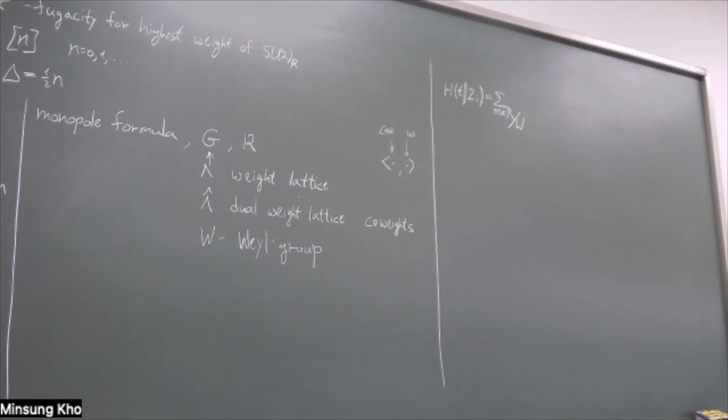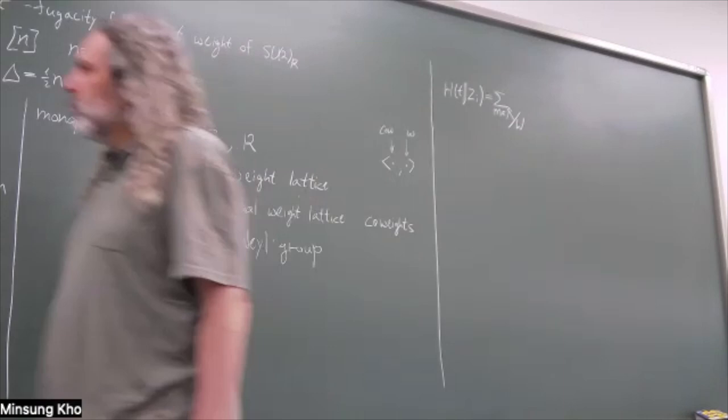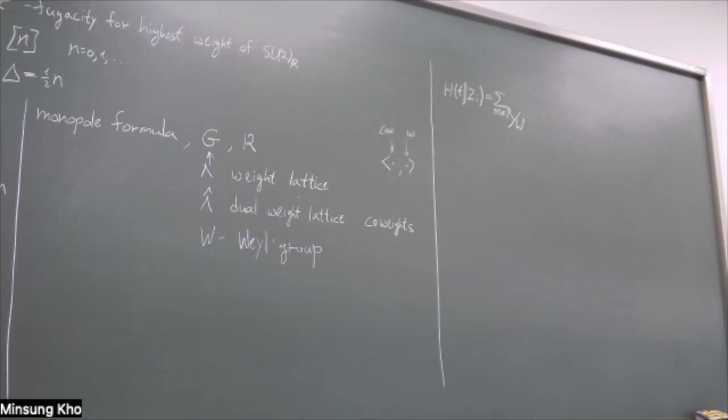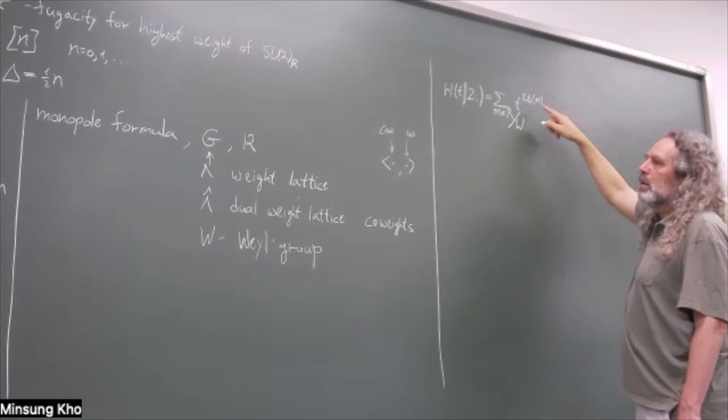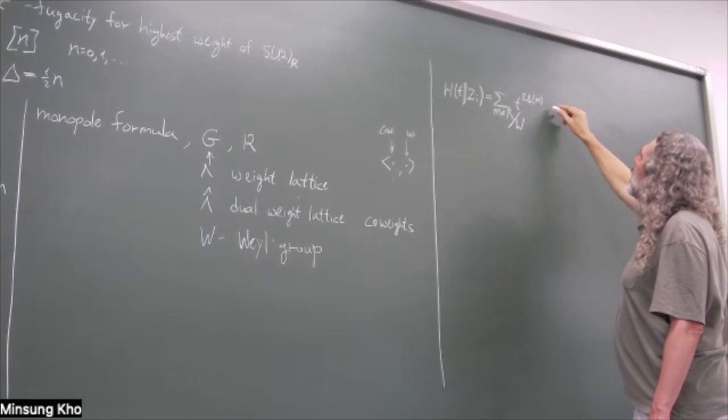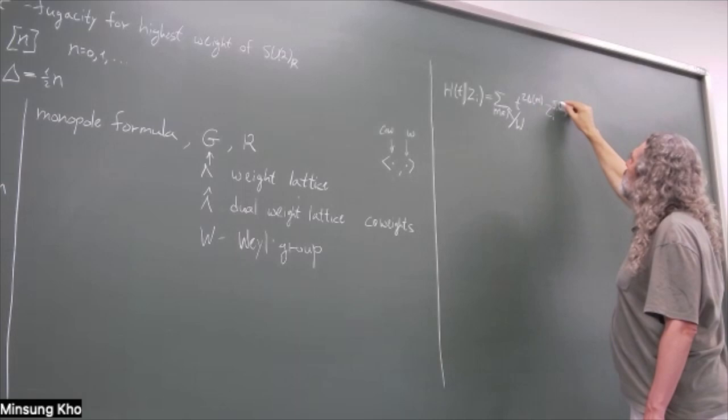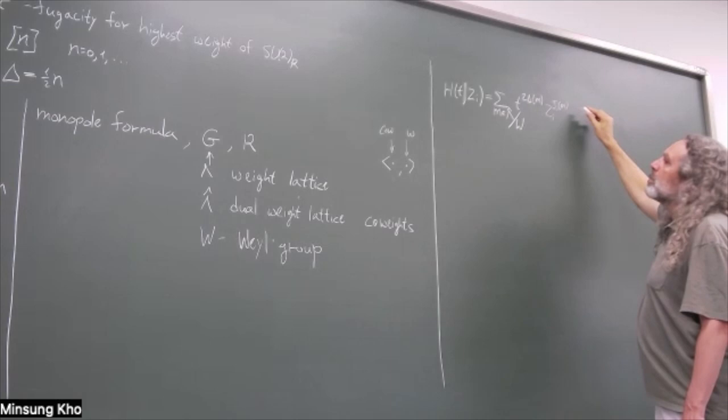Now I repeat what I wrote here for the case of U(1), t to the 2 delta. And delta is a function of M. We'll have to specify how delta depends on the choice of the representation. And now we will have z_i to the J_i of M. So those are the currents as functions of M and the dressing factors, P_M of t.